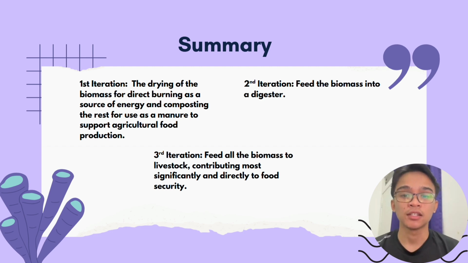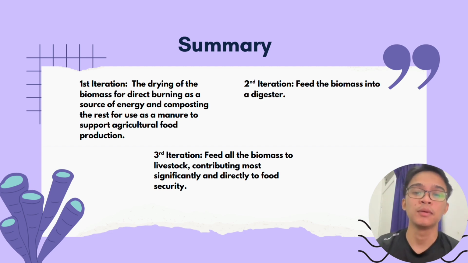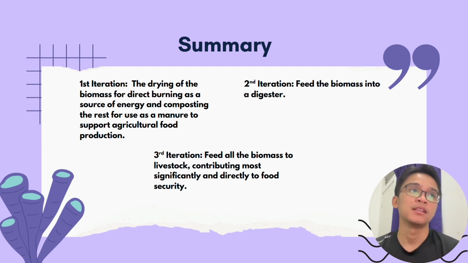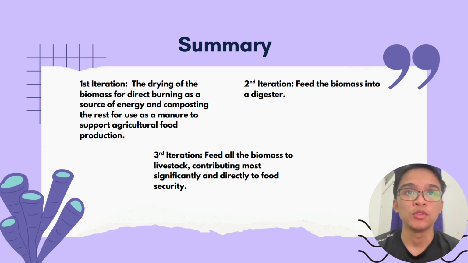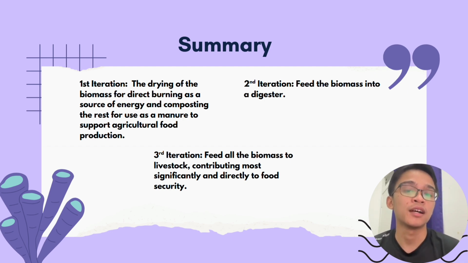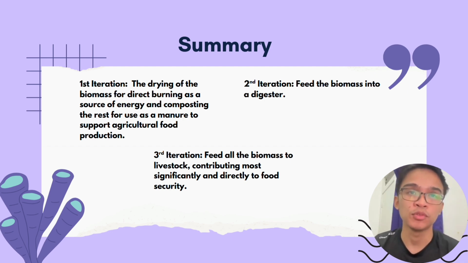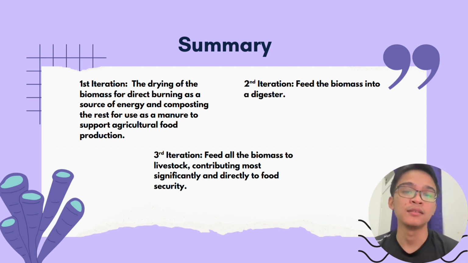And then the second iteration is to feed the biomass into a digester to produce methane, and it improves both energy production and food security. And then the third iteration is to feed all the biomass to livestock, contributing more significantly and directly to food security. So it is to enhance food production, to produce more methane and boost crop yields.